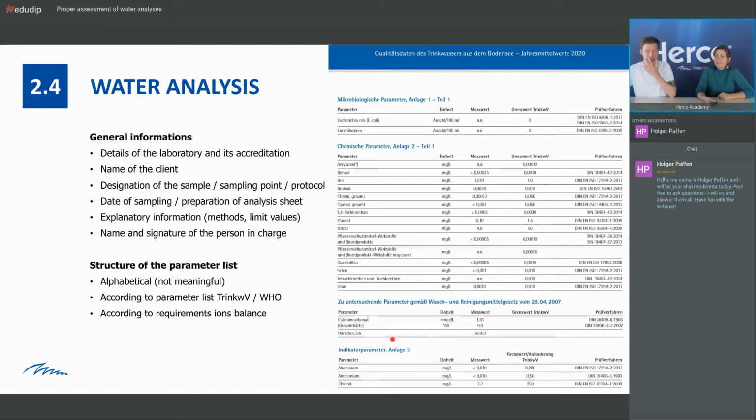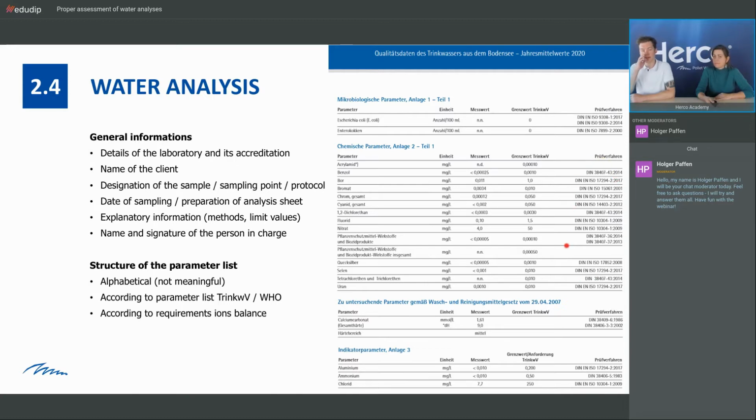Yes. And by the way, there I see you have the measuring value, right? And then what is the one on the right? This is the limit from our drinking water regulation. Okay, so usually you have that in your analysis so that you can compare directly if you're within the limit values or not. Furthermore, on the right side, we have always the testing method.